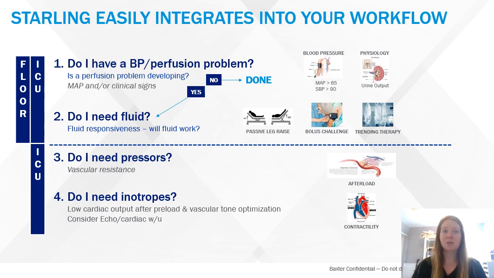So to wrap it up, the Starling easily integrates into your workflow. You first have to identify, do I have a blood pressure or a perfusion problem? If you do, your next question is always, do I need fluids? Well, how do we determine if we need fluids or not? Well, we do this by completing a passive leg raise or a fluid bolus challenge. If my patient is fluid responsive, then yes, I can go ahead and give fluids. However, if they are not fluid responsive, now let's look, do I need pressors? Let's look at my afterload and my TPR. Or if not, let's look at inotropes for my contractility.